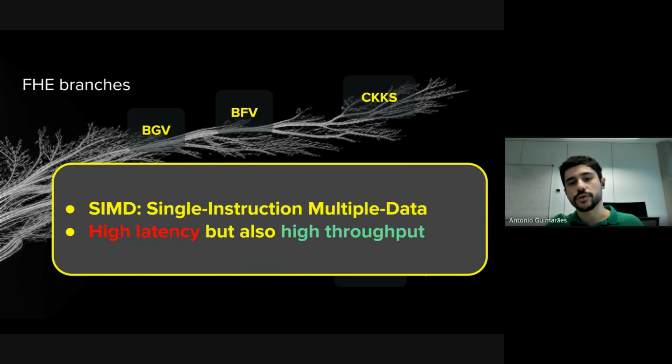For an application, for example, one of the differences is that for these top schemes, you can work with very high capabilities of SIMD, so single instruction, multiple data. Essentially, you can do a lot of multiplications at once, a lot of additions at once, a lot of bootstrappings at once. And that means that usually we have a relatively high latency. So doing the full operation from beginning to end will take some time. But you also have a high throughput because you're doing operations over a lot of data at once.